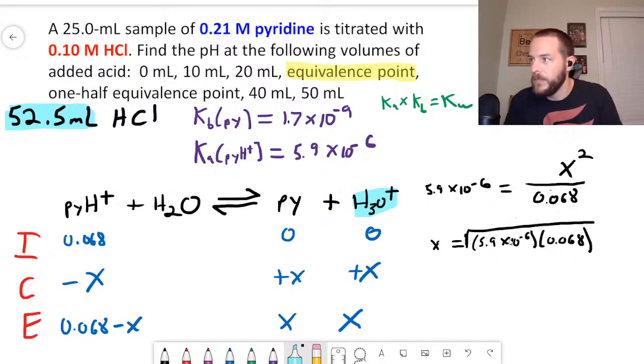So, allow me to calculate that. I need to play like the Jeopardy music. That'd be funny. Okay. Square root.